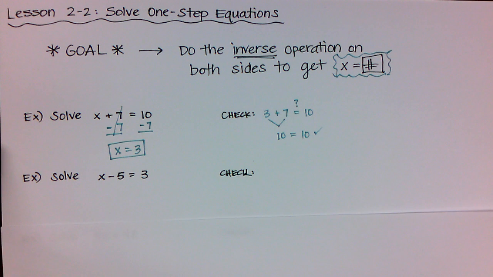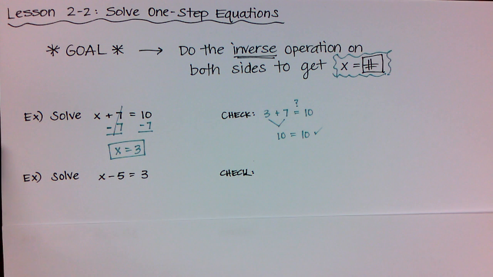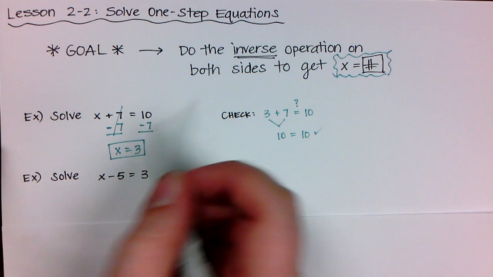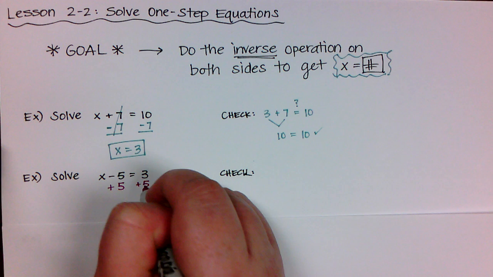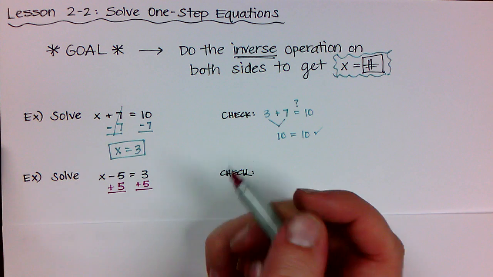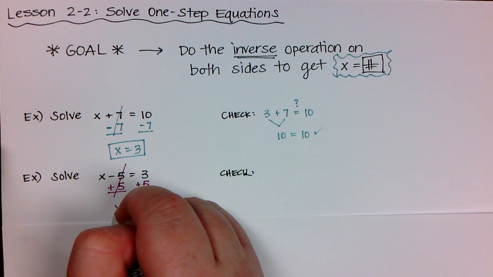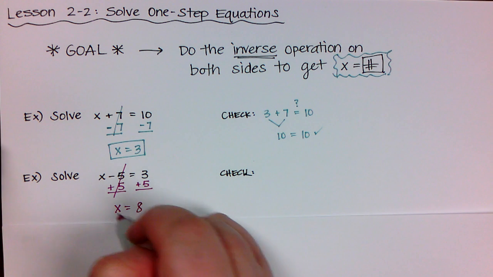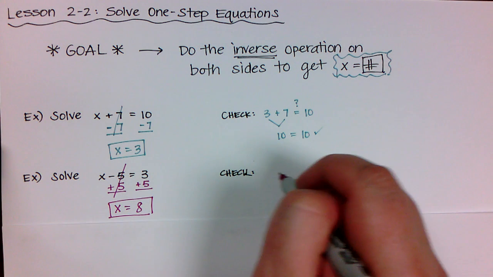Here's our next one. I want you to solve x minus 5 that's equal to 3. So I see that I'm subtracting. The inverse of subtraction is adding, so I'm going to add 5 to the left, add 5 to the right, keep them in nice straight columns. Those cancel each other out, and I'm just going to rewrite x on the left side, and 3 plus 5 is 8.